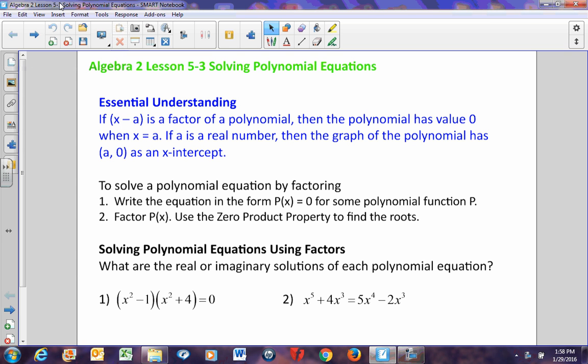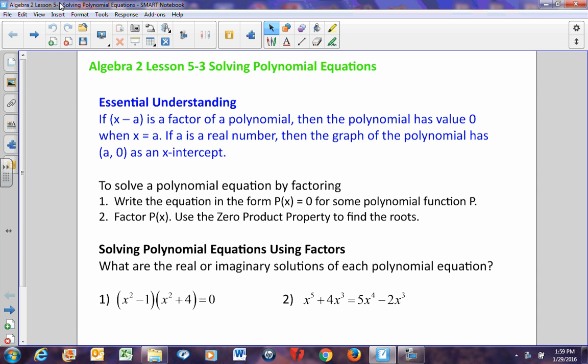Algebra 2, Lesson 5-3, Solving Polynomial Equations. The essential understanding with this lesson is that if x minus a is a factor of a polynomial, then the polynomial has value 0 when x equals a. In other words, take x minus a, set it equal to 0, and solve it. If a is a real number, then the graph of the polynomial has (a, 0) as an x-intercept as well.